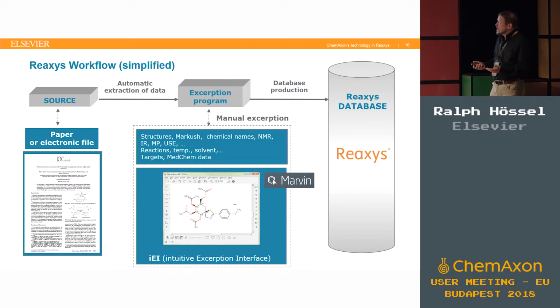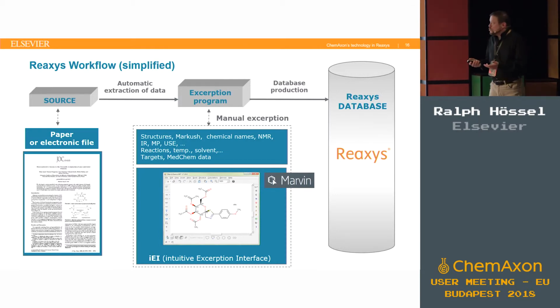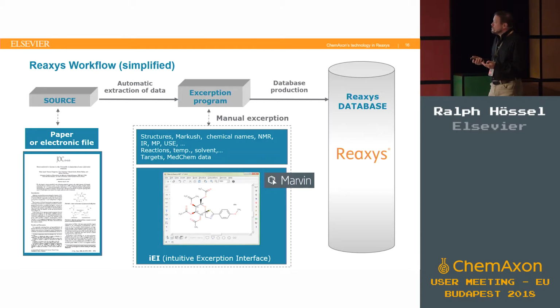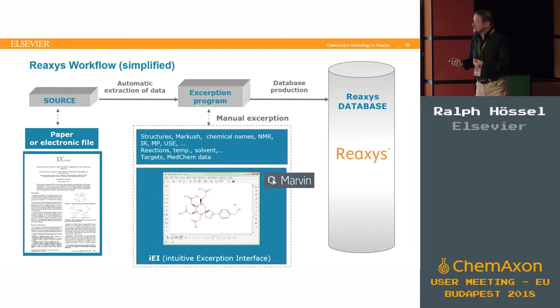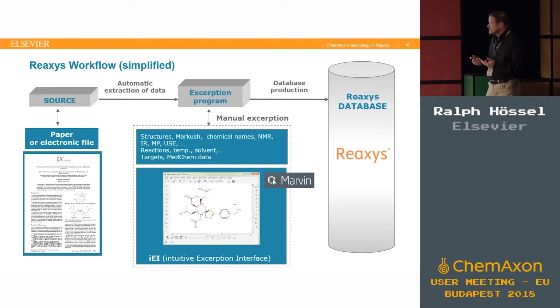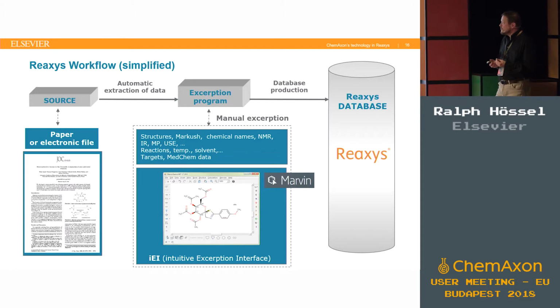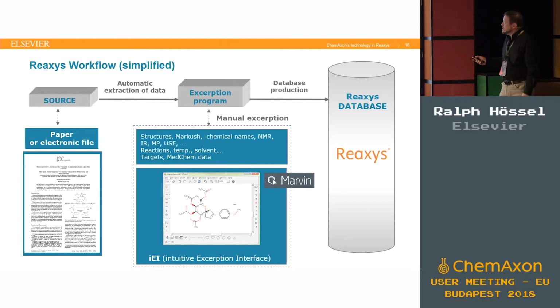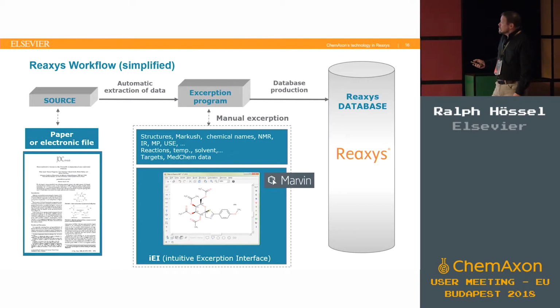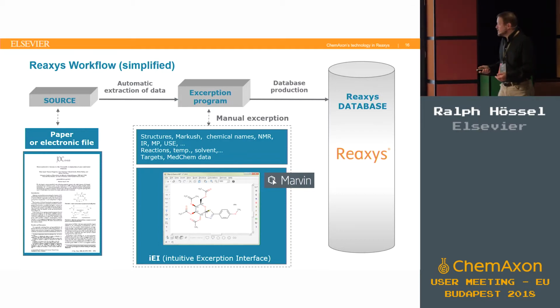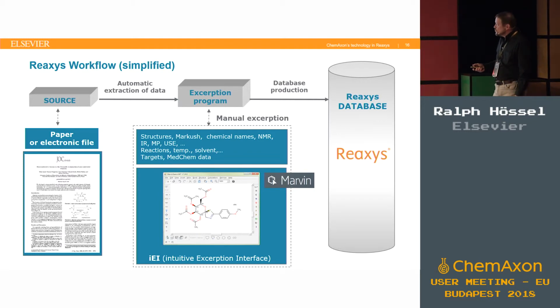As you can imagine, the automatic excerption is by far not perfect. So we manage to excerpt some compounds and some reactions, especially in patents where the text is well given and has a good format. But for the big part of the data, we still need a manual excerption. So the excerptors who we have, they excerpt structures, reactions, and of course the many facts which we have.